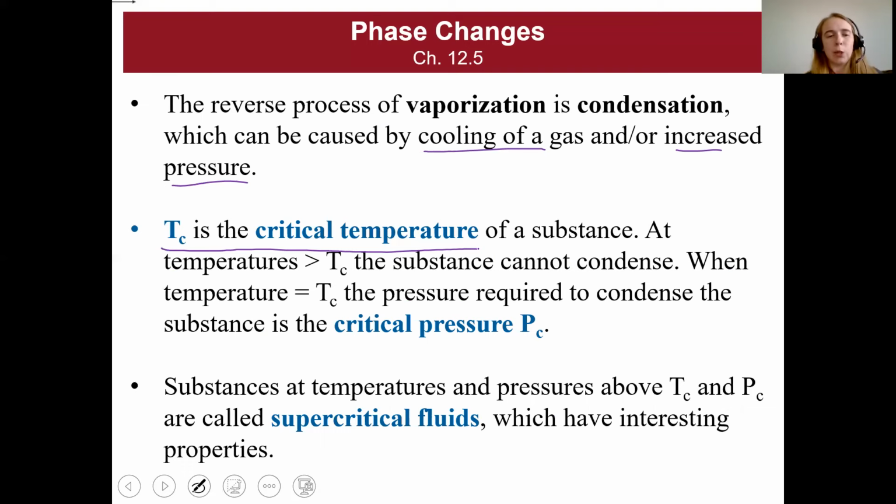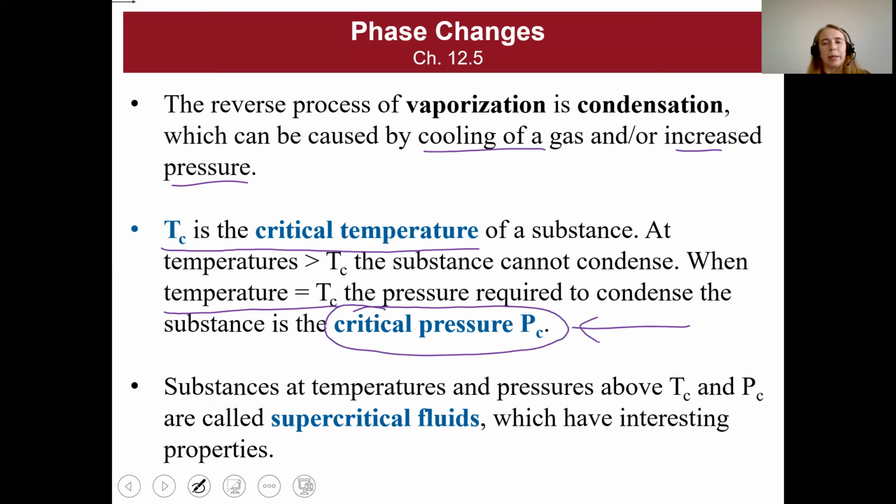When temperature equals the critical temperature, though, when we are right at the critical temperature, the pressure required to condense the substance is called the critical pressure. So when we're at the critical temperature, we're probably still going to be in the gas form unless we apply this critical pressure, which will be enough to condense the substance even though it's at that really high temperature.